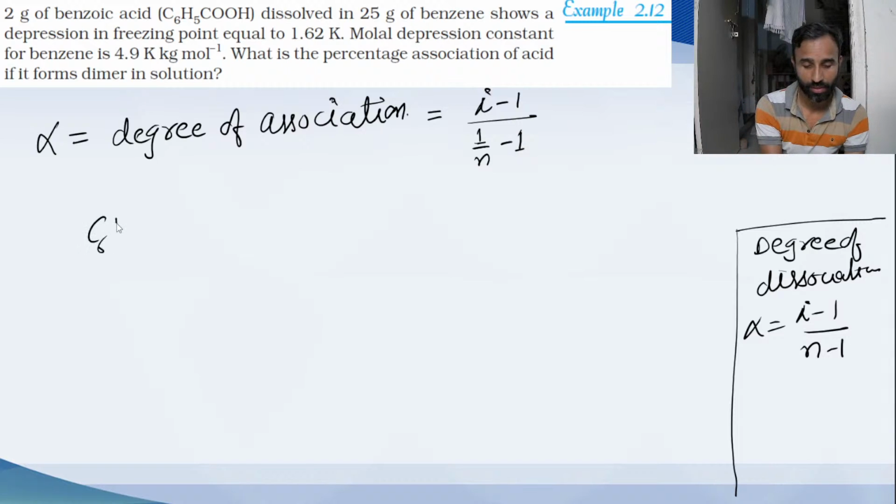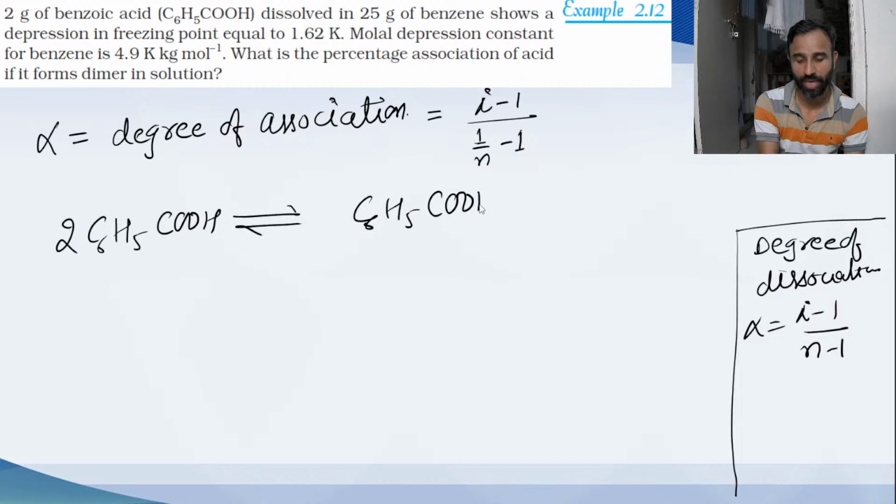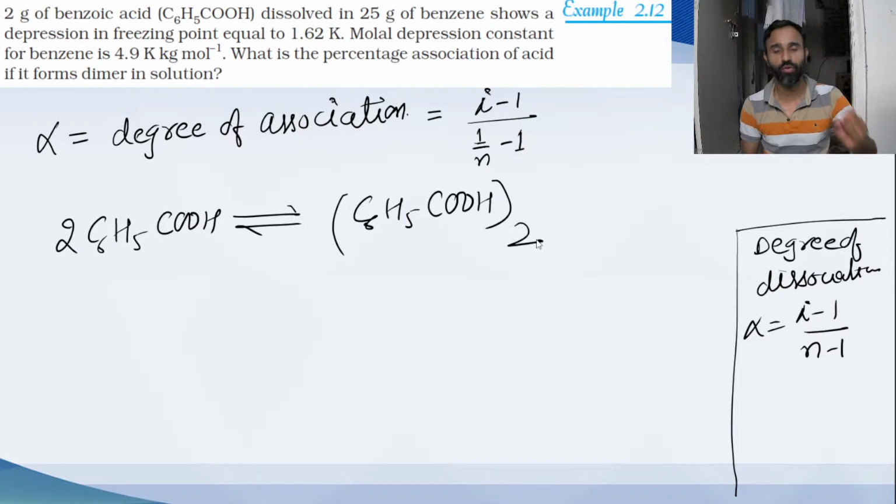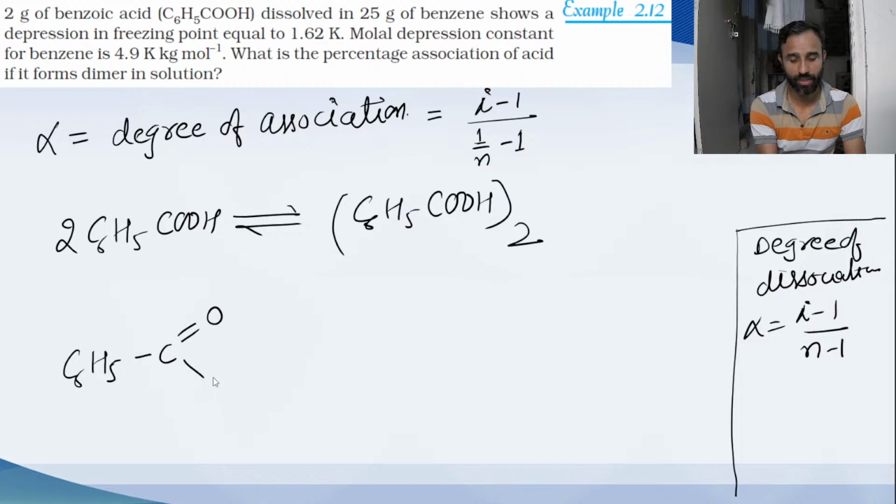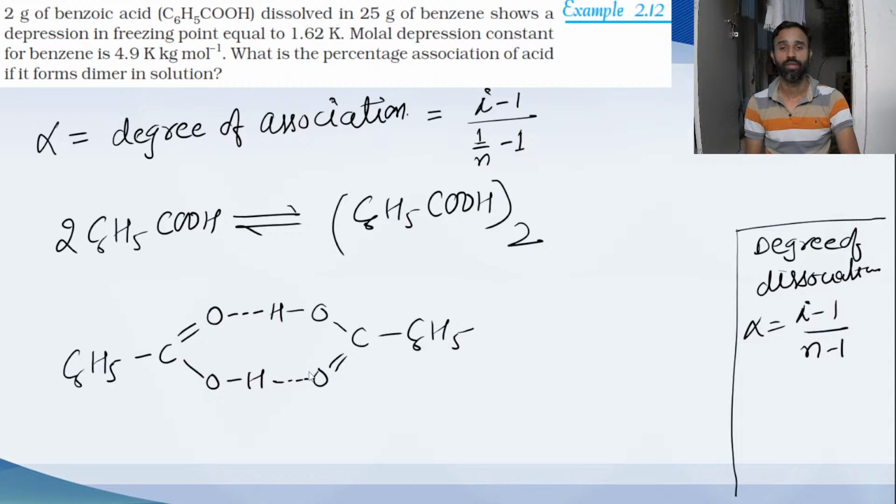That means benzoic acid forms dimer in solution. How does it form dimer? Whenever the solvent is non-polar, there is intermolecular hydrogen bonding, and it exists even in the vapor phase. There is very strong hydrogen bonding between two carboxylic acid molecules in non-polar solvent. You know benzene is a non-polar solvent, that's why it undergoes association.